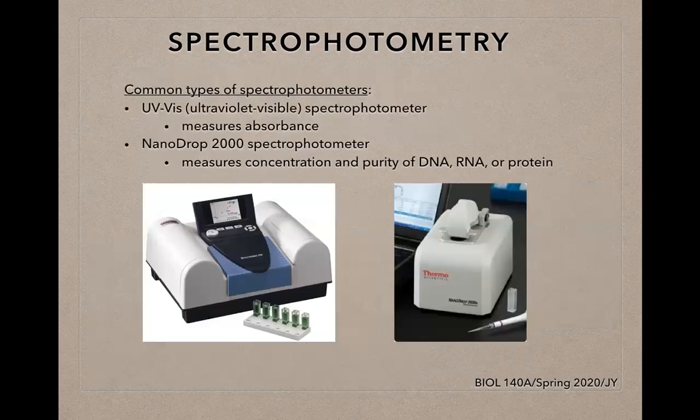Some common types of spectrophotometers include a UV-Vis spec, which will measure absorbance, and a NanoDrop 2000 spec, which will measure the concentration and purity of DNA, RNA, or protein. In our lab, we previously used the NanoDrop in order to measure the concentration of DNA, and we also used it to measure the purity of DNA. For this particular experiment, we would have used the NanoDrop to measure concentration of protein.